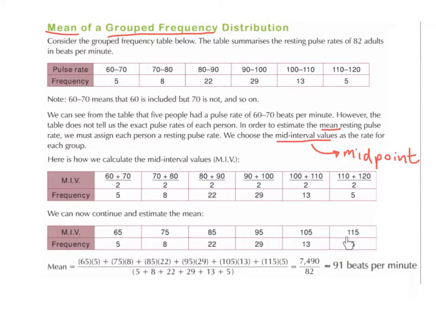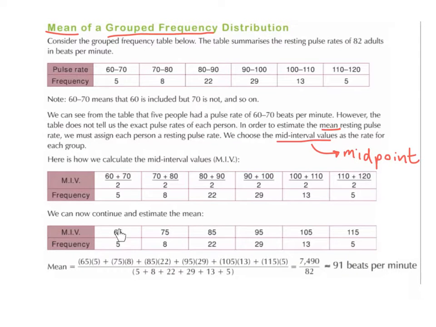So now we have a new frequency table. Remember, the frequencies are the exact same, but it's no longer a grouped frequency table. So we have the mid-interval values along the top row. We find the mean in the exact same way that we would usually find the mean of any frequency table. We multiply each pair of numbers together, the mid-interval value by its frequency, and add them all together. Then we add up the frequencies and we divide what we got by the number of frequencies.